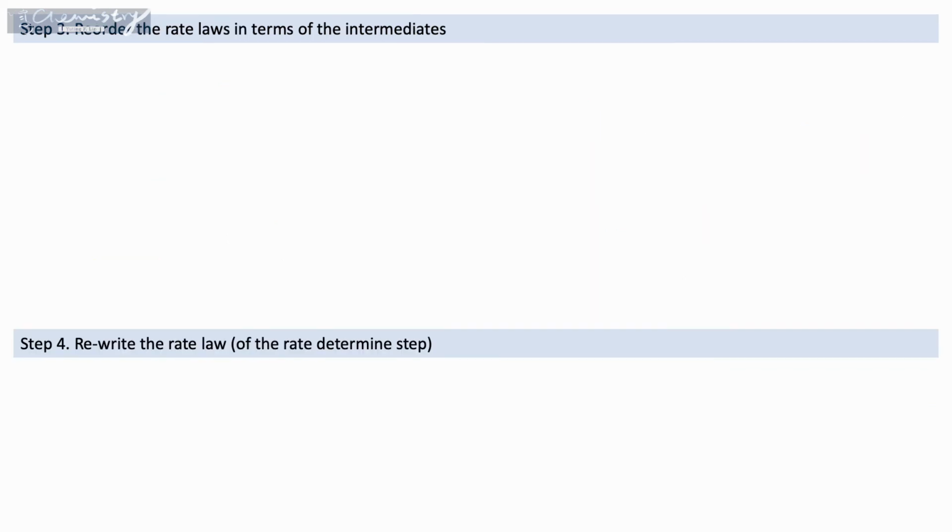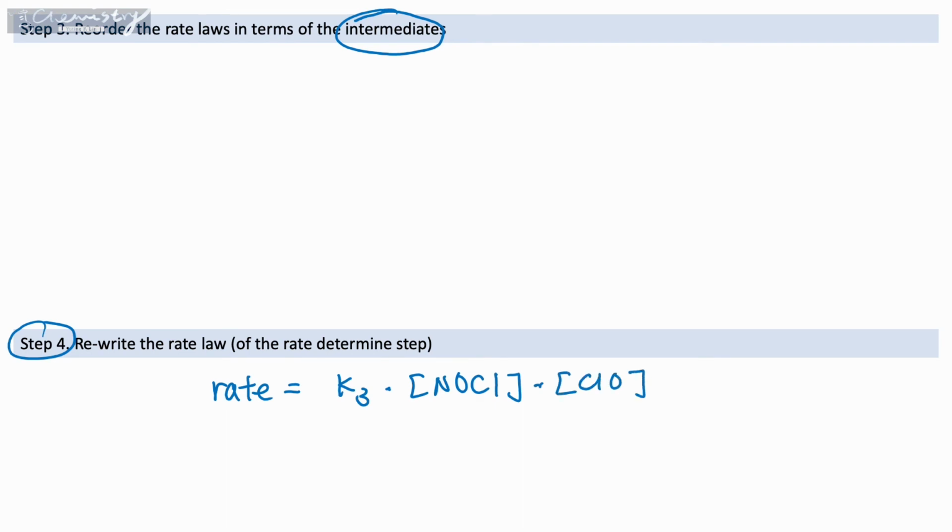The third step for this reaction is to basically try our best to reorder the rate laws in terms of the intermediates. Before we start doing that, let's look at the fourth step. We have to rewrite the rate law of the rate determining step. So in this case, the rate determining step is C, which is the slow one. So that means that the one that we are trying to rewrite is C. So the rate equals K3 multiplied by NOCl multiplied by ClO. This is the one that we're trying to rewrite.